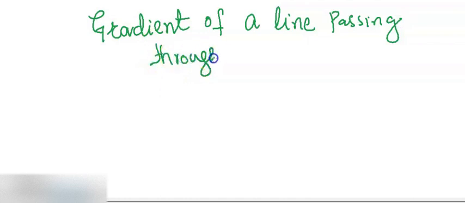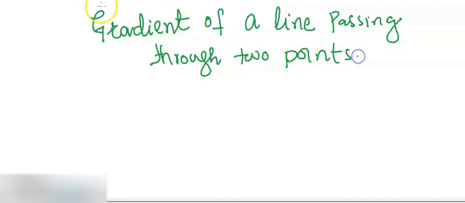So today we are going to discuss something called the gradient of a line passing through 2 points. That's basically the theory of 7.3.